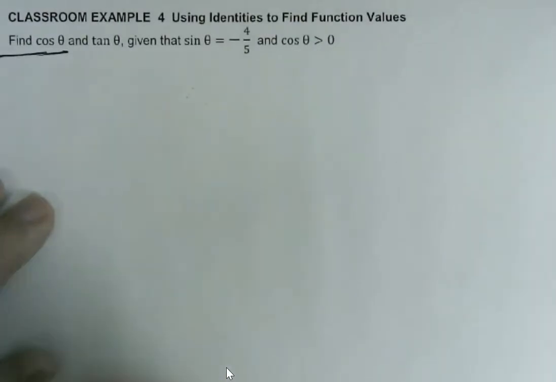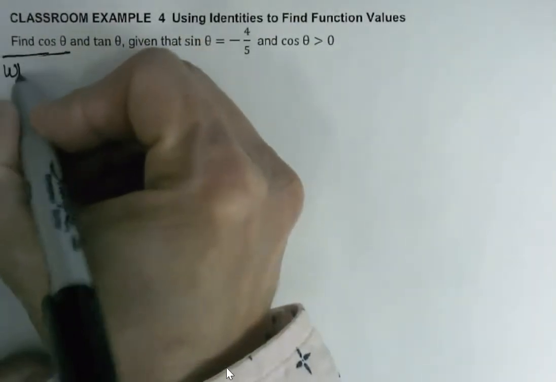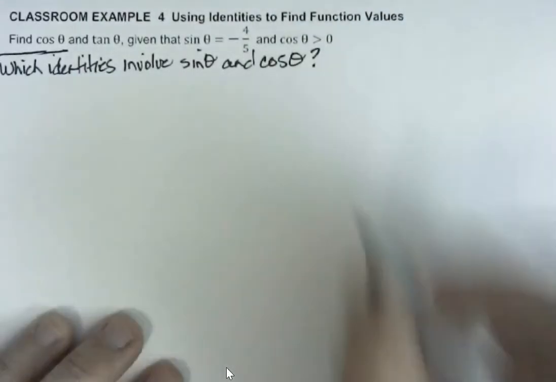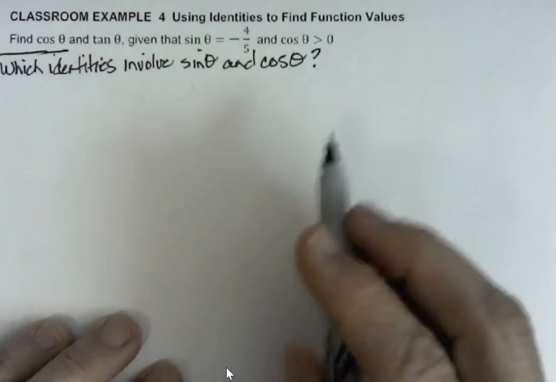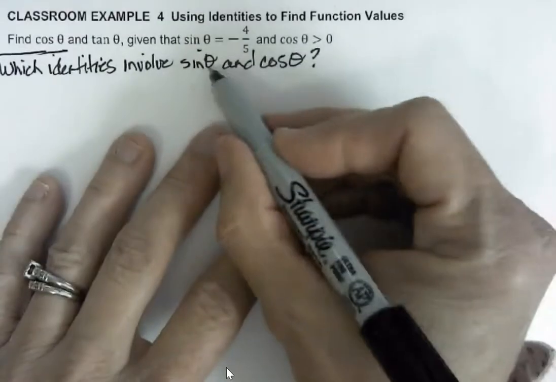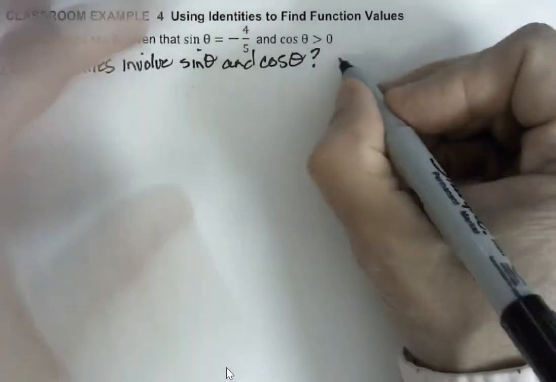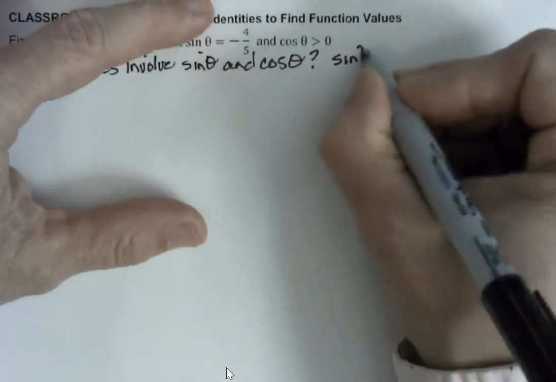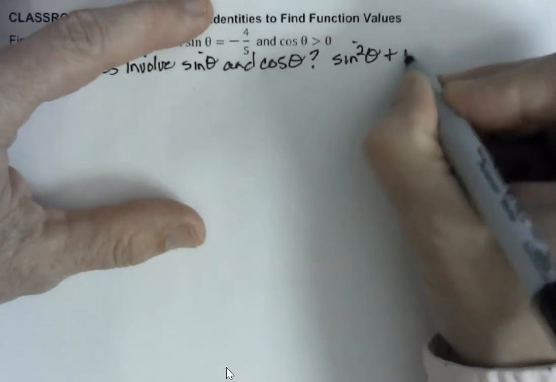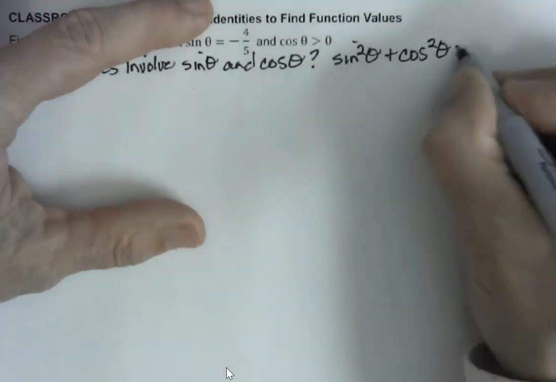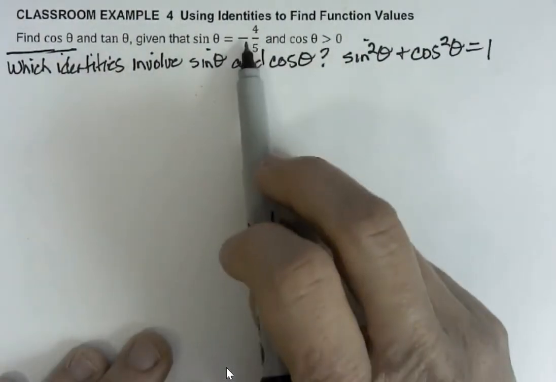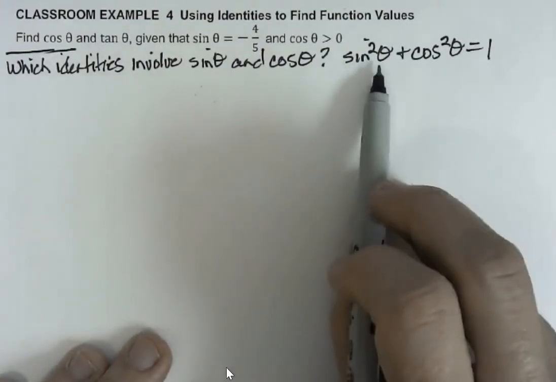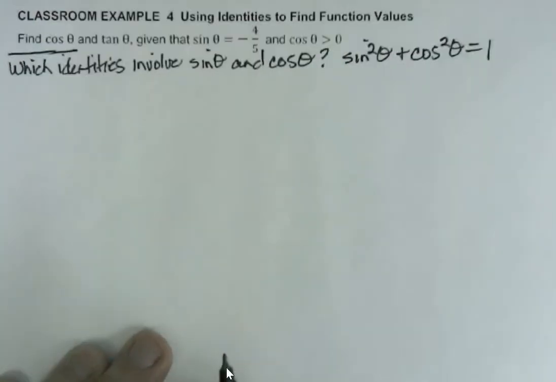So the question we want to ask ourselves is, which of our identities involve only sine of theta and cosine of theta? So we're going to look through our three Pythagorean identities and our two quotient identities. Out of all of those, the one that involves sine theta and cosine theta and nothing else is our first Pythagorean identity, which is sine theta squared plus cosine theta squared equals 1. If we use this one, we can substitute in the value that we know for sine of theta, and then we can solve the equation for cosine of theta.